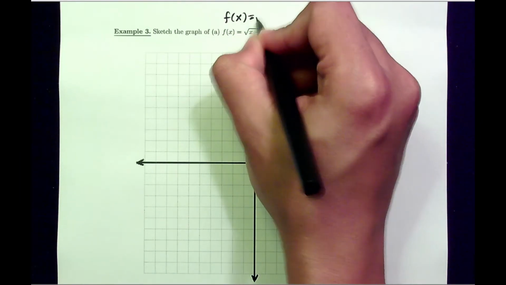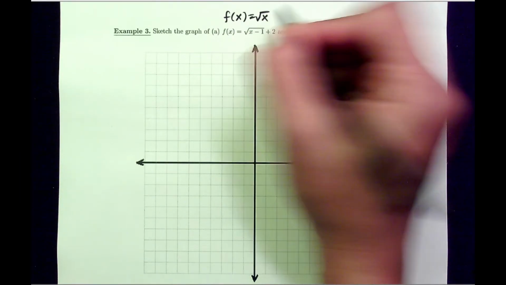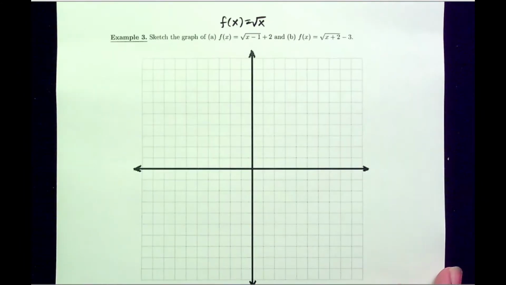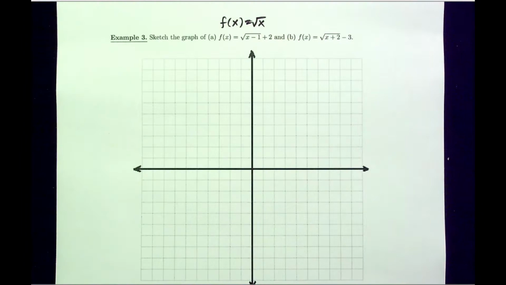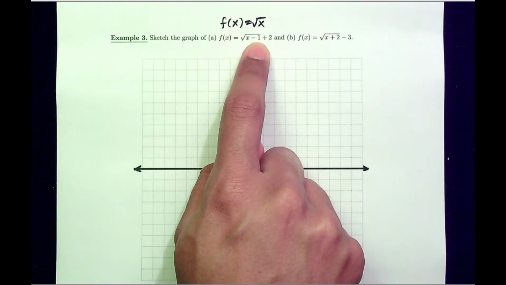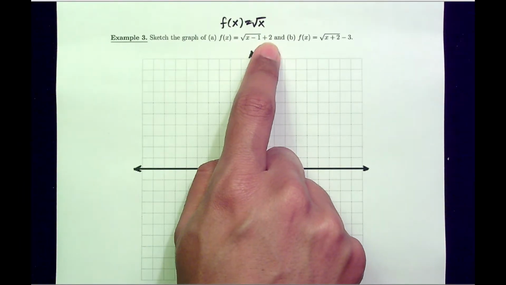So the basic function is y equals f of x, where f of x equals square root of x. So the basic function is the square root function. Okay, note that there's two modifications. One happens inside the square root and the other one happens outside.